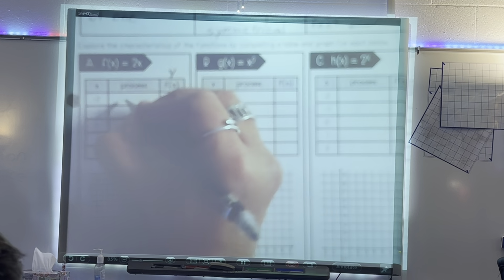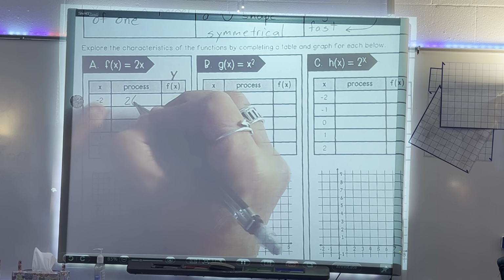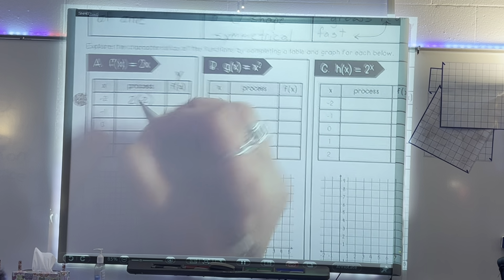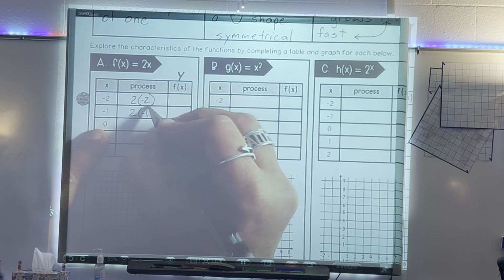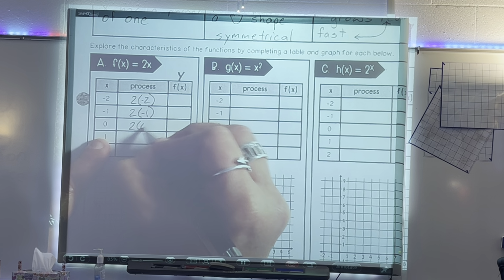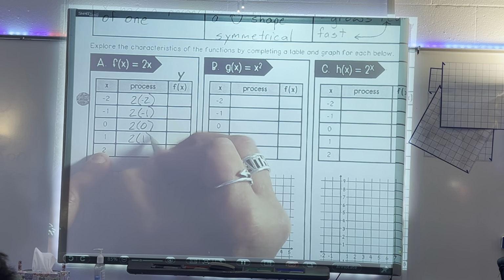So here, I'm going to have 2 times, and in place of x, I'm going to put negative 2. And here I'm going to do 2 times negative 1. And here I'm going to do 2 times 0. I'm going to do that all the way down. I'm going to go ahead and write them in.